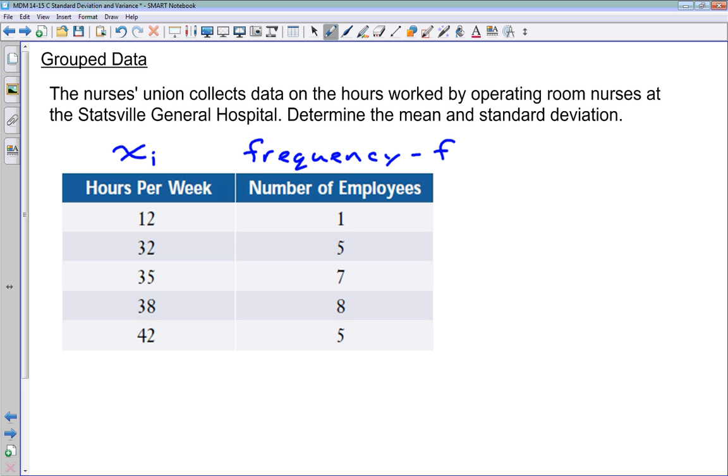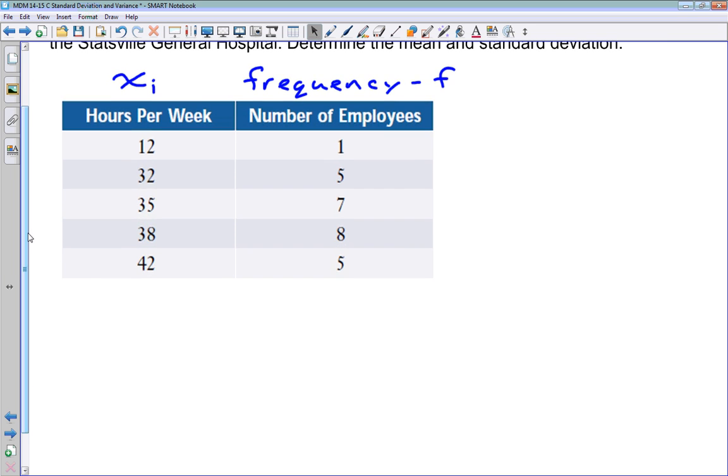So if we want to calculate the mean and the standard deviation, well, we've done a mean calculation for group data before. Let's just refresh our memory here. We want to calculate the mean. We are going to take each of our data points, multiply it by the frequency with which it occurs, and then add them all up. So that'll give us the total number of hours worked by all of the employees. Then we want to divide that by the number of employees to get the mean.